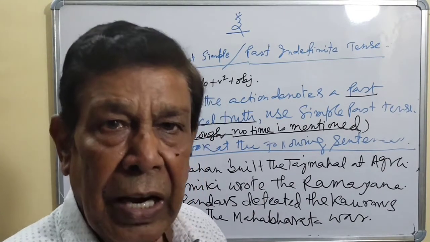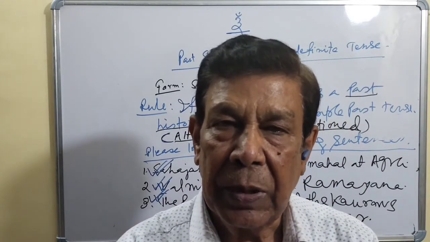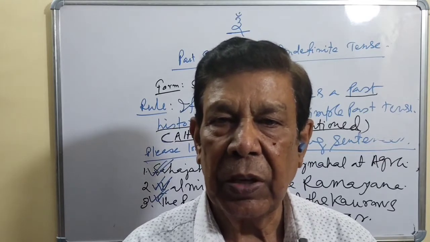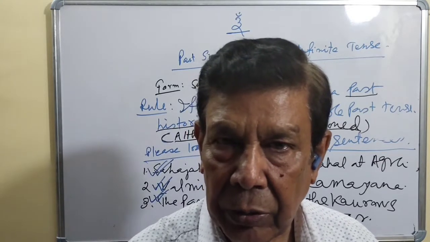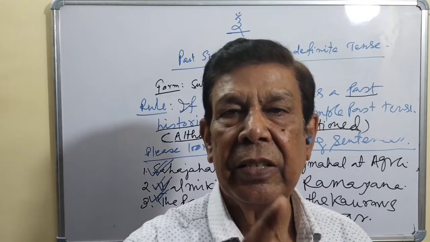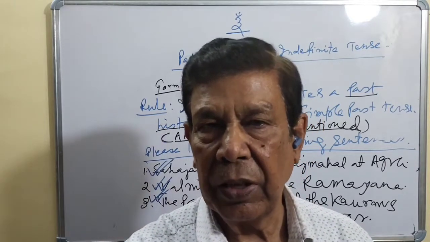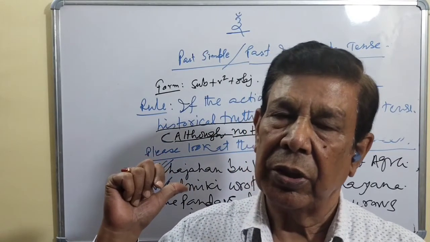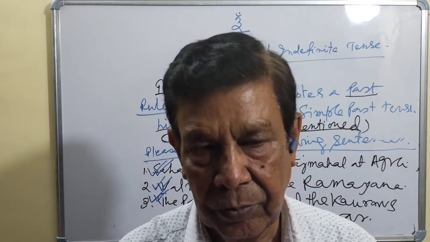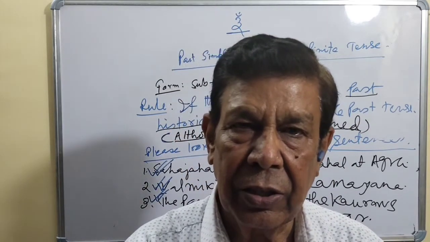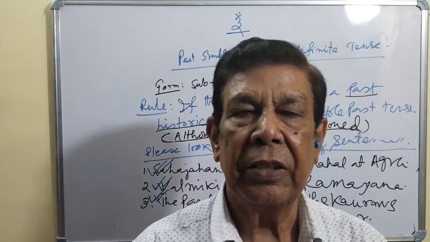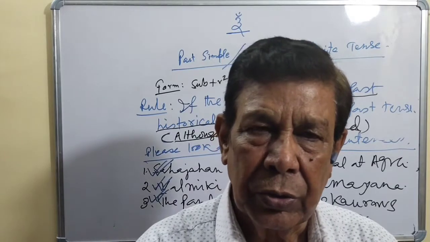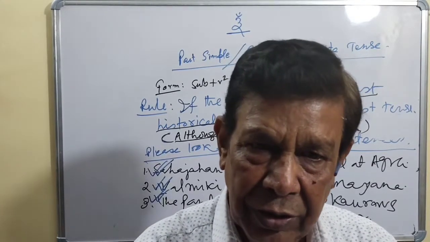So friends, I think you have all been able to understand simple past tense clearly, and hereafter whenever you write simple past tense and present perfect, do follow the rules that I have given you. That is, if time is mentioned, simple past; no time is mentioned, present perfect. The exception to this rule is, if it denotes a past historical truth, use simple past tense. So in the next class, I shall teach you past continuous tense, which is very, very easy. So good night. Thanks.